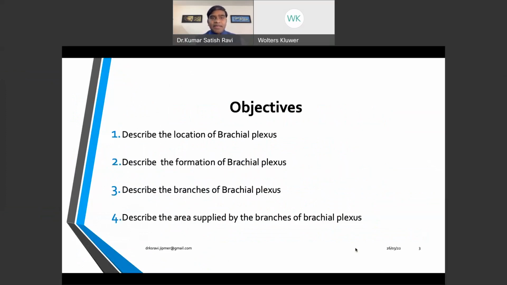So these will be the learning objectives. By the end of the session, you should be able to describe the location of the brachial plexus, the formation of the brachial plexus, the branches of the brachial plexus, and the area supplied by the branches of the brachial plexus.